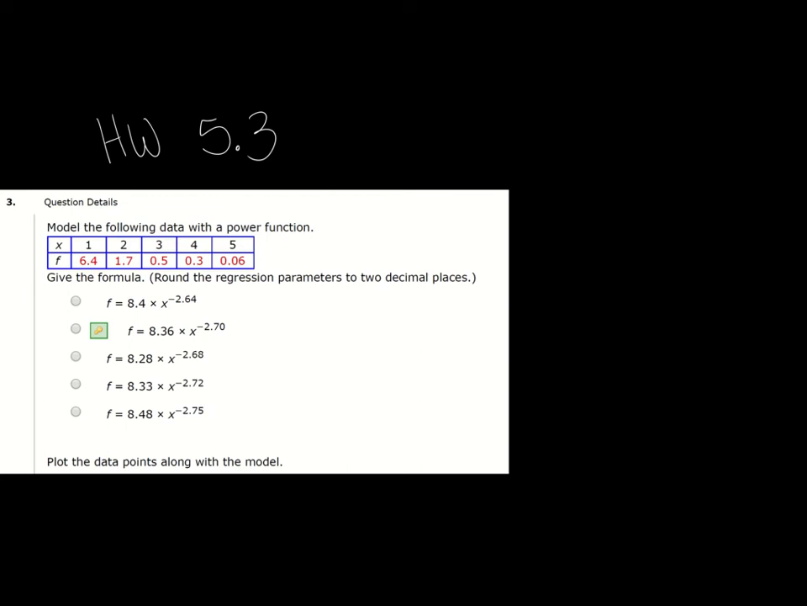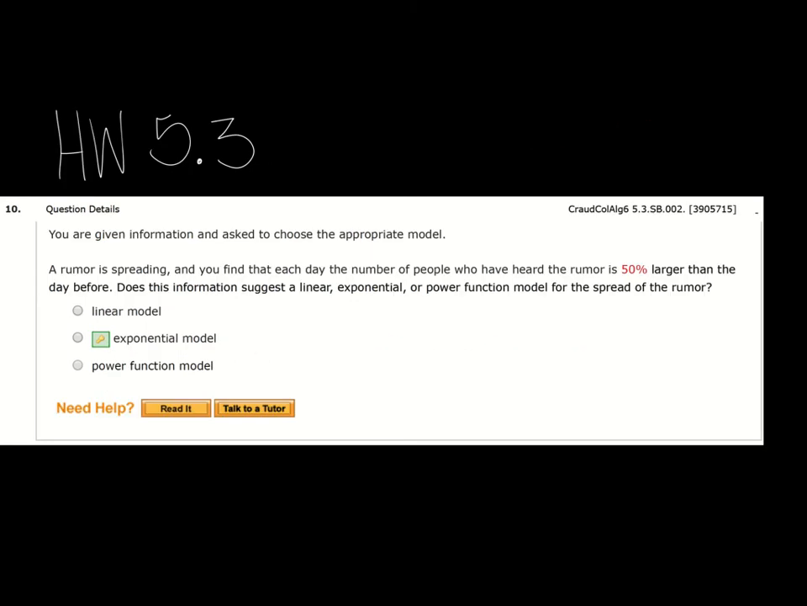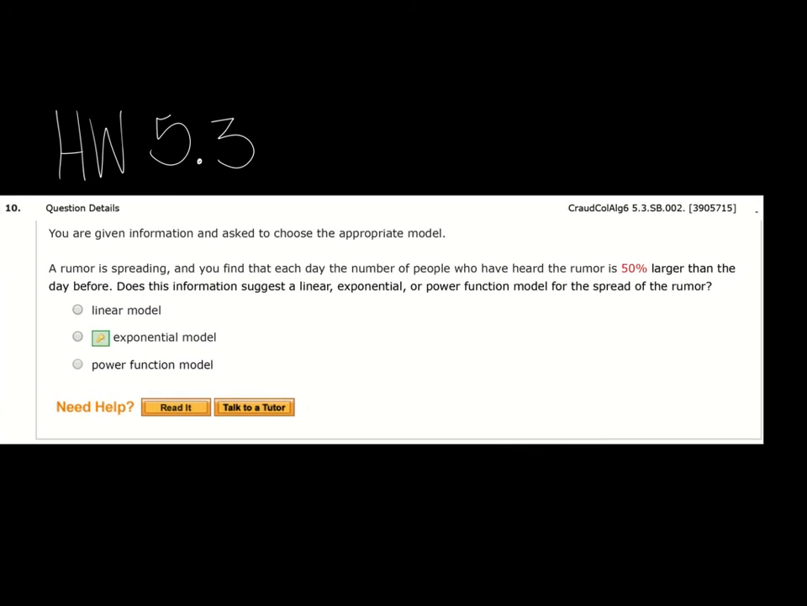And that's the beauty of regression. I wanted to go over this problem from 5.3, number 10, because we haven't talked about this since we talked about exponential models back in chapter 4. You can see right away the answer is going to be an exponential model here. I left the key on, but we can talk about this a little bit more.